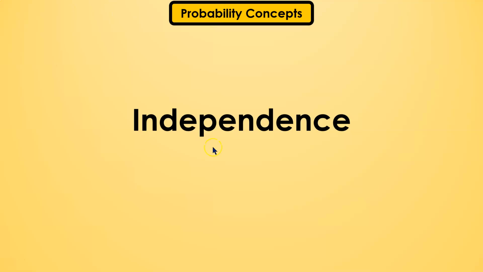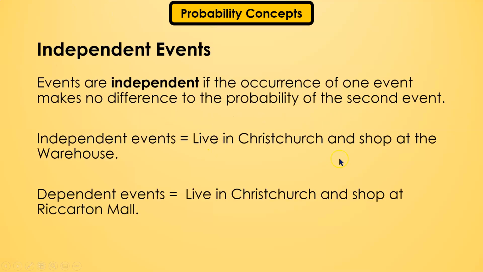So just to start off with, I'll give you a definition. Independent events: events are independent if the occurrence of one event makes no difference to the probability of the second event. So I've got an example here.